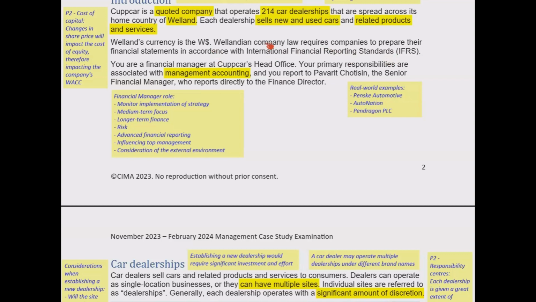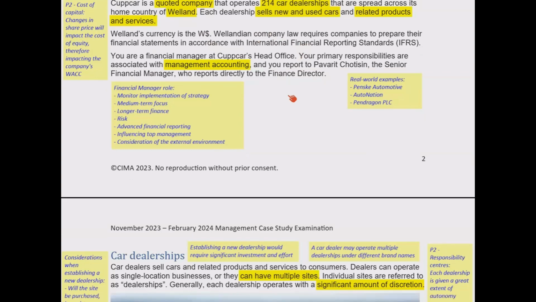So just thinking for a moment about the fact that Cuppcar is only based in Welland and its currency is the Welland dollar, then F2, of course, covers foreign currency. So might there be a question in the exam where Welland is purchasing perhaps from overseas or selling overseas, and it's got currency translation issues? Might it acquire an overseas subsidiary denominated in a different currency? Then we can think about consolidation of an overseas foreign currency subsidiary. So as I'm thinking of these things, and obviously to get through what I've got to get through today, I'm not going to be able to mention everything.